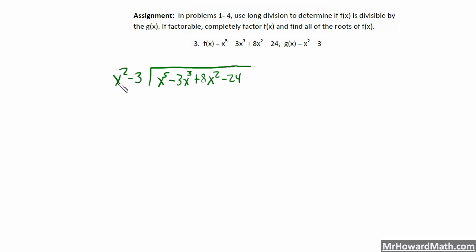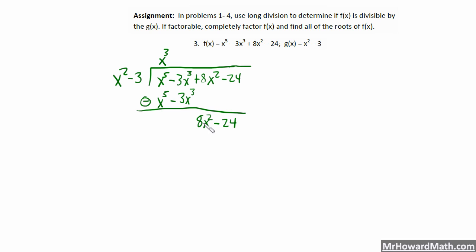Alright, so what times x squared gives us x to the 5th? Remember, our rules are when we multiply like bases, we add their exponents. So this is going to be x cubed. X cubed times x squared, we add the exponents, so it's x to the 2 plus 3, which is x to the 5th, and that's what we want. So x to the 5th here, x cubed times -3 would give us a -3x cubed. Okay, we're subtracting here, remember. So these would cancel, that's good, and these actually cancel. So we bring down a 0 here, and we're left with 8x squared. And then we can go ahead and bring down the minus 24 here.